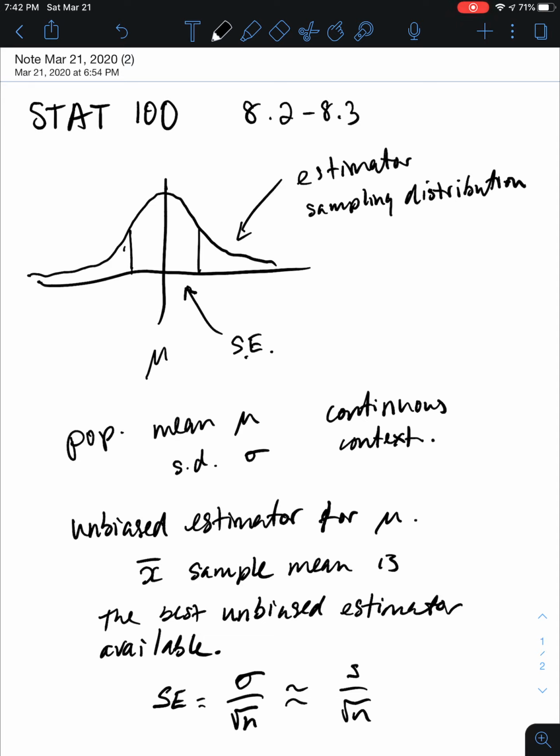So that is our standard error. We use the same word for both things, even though they're not exactly equal. I will call this S divided by the square root of n the standard error. And that's what we use to calculate the standard error.